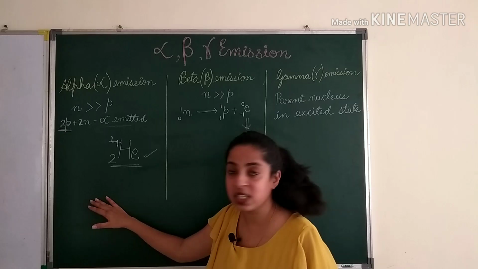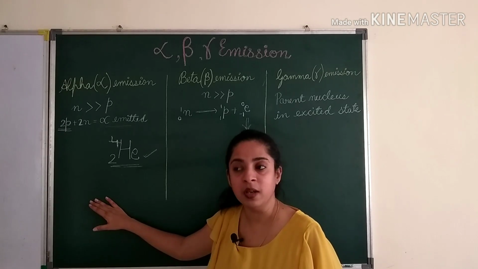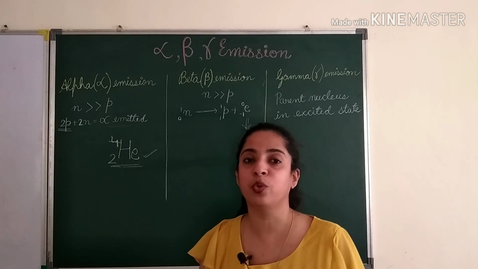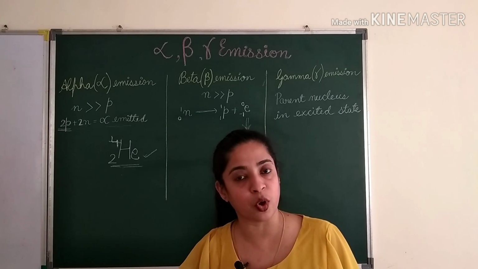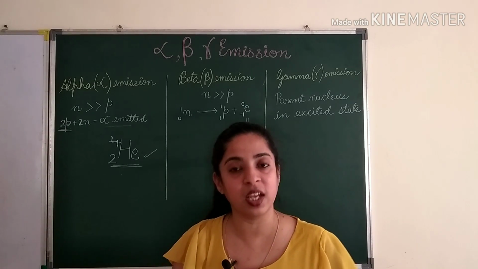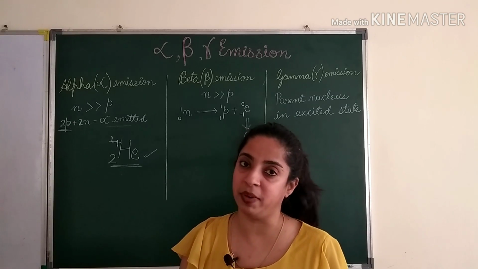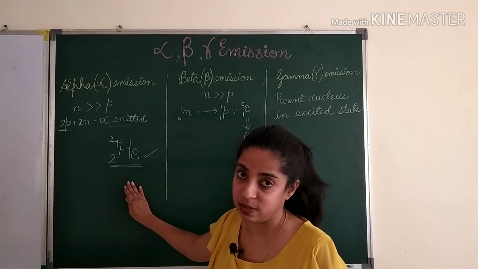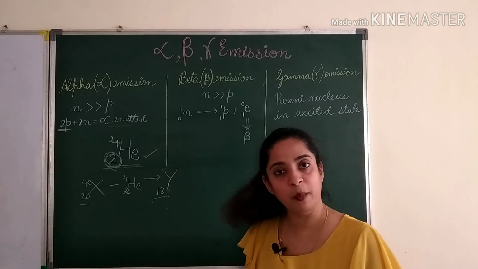I will repeat this. When is the alpha particle emitted? Whenever the nucleus is unstable, at that time 2 protons and 2 neutrons tightly bound together in the form of a particle is emitted, and that particle is called an alpha particle or helium atom. Okay. Now let's move on to beta particles.